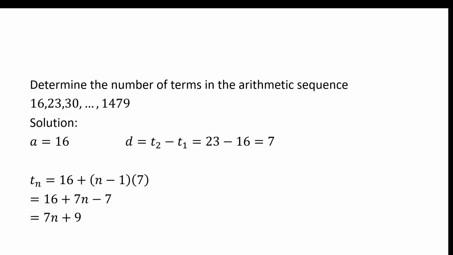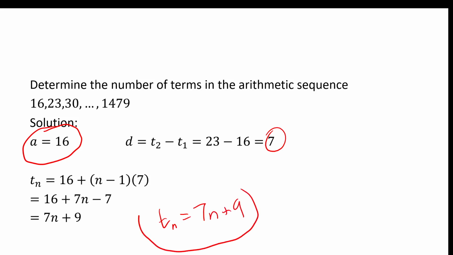Okay, well, what we could do, again, the question tells us it's arithmetic, so we don't have to show that. A is 16, the first term. We can see that we're always adding 7 to get to each subsequent term. So we can develop a formula for the general term, and we can say the general term of this arithmetic sequence will always be T subscript n equals 7n plus 9.